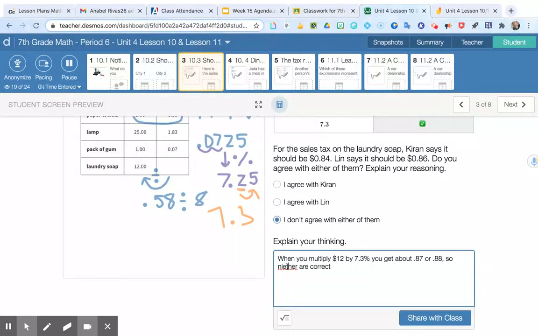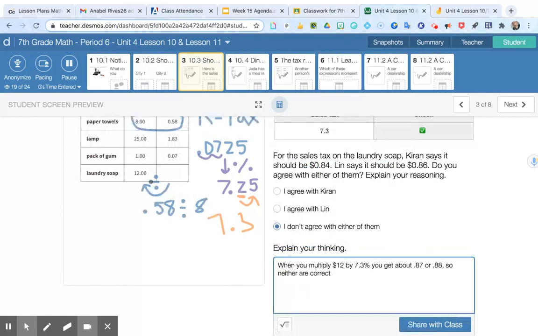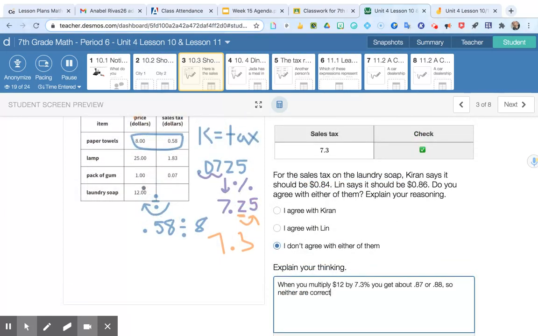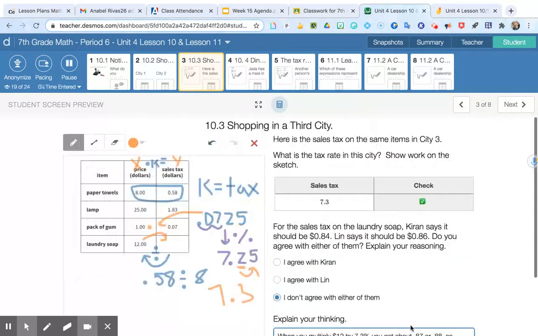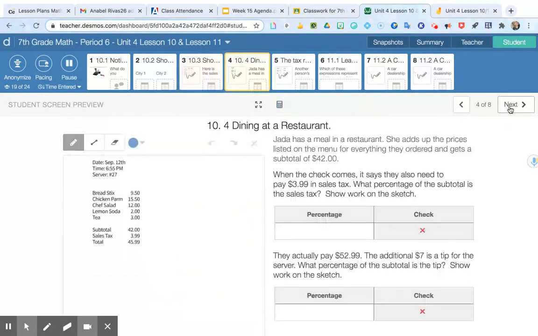You don't have to copy it word for word. Once I found out what I was multiplying by, I had to go back and multiply by it. So I multiplied by 0.0725. All right, so it's kind of a lot of math, but it's all about proportions. We've done this a lot. So neither of them are correct. Don't forget to share it with the class. And then we are going to pick up on number 4 tomorrow.